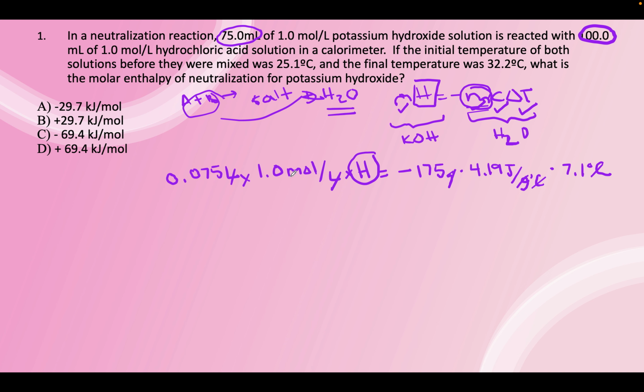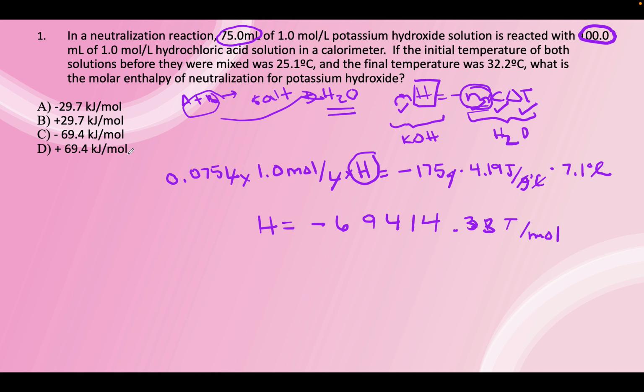So here, if you plug this into your calculator, you'll see an answer for H is negative 69,414, and then we have our decimal 0.33, and this value will continue. And that would be our H for molar enthalpy, in joules per mole.